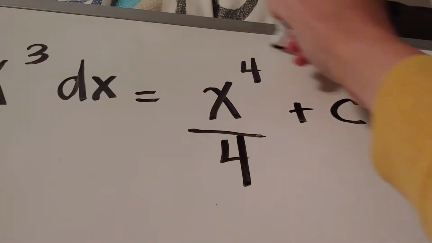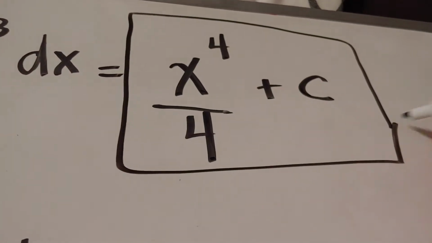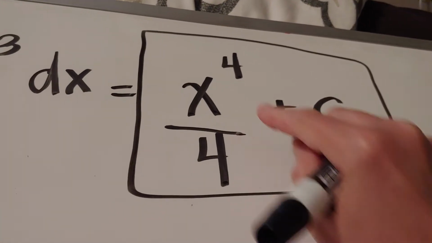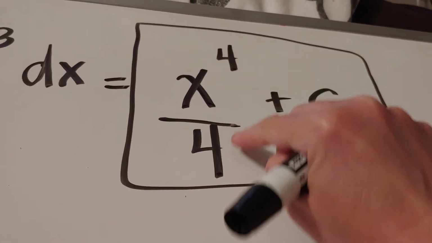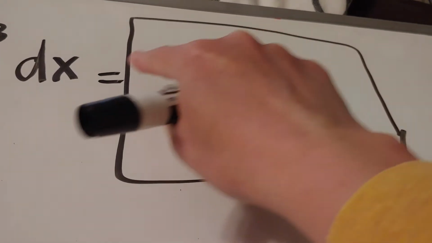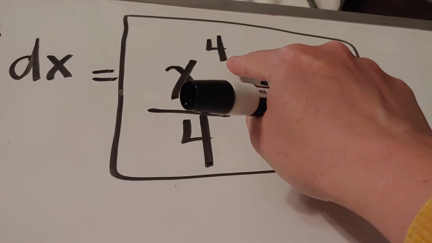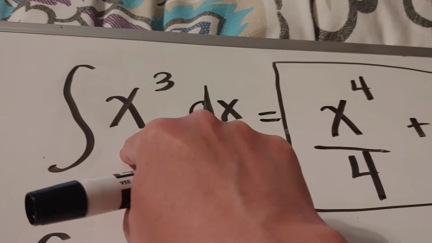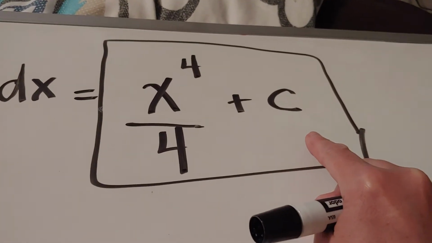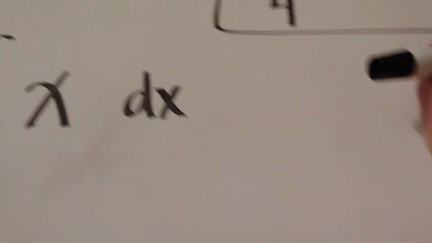Okay, what I love about integration is that you can actually check your work. If I took the derivative of x to the fourth over 4, that 4 would come down, cancel with this 4 on the bottom, I'd have x cubed and only x cubed. And that's what I started off with. So we know that we're right. Pretty cool, right? All right, let's try this one.